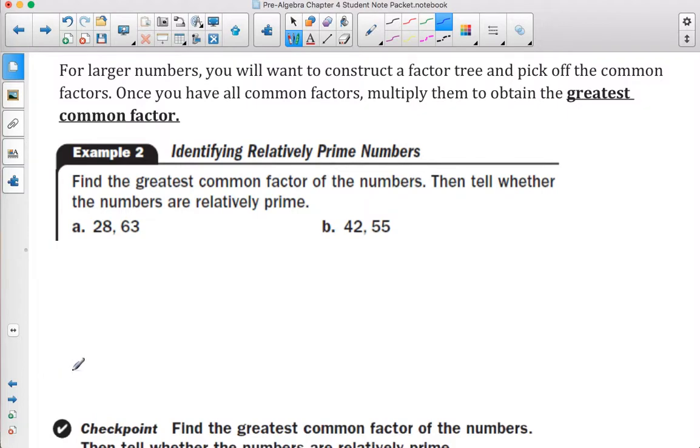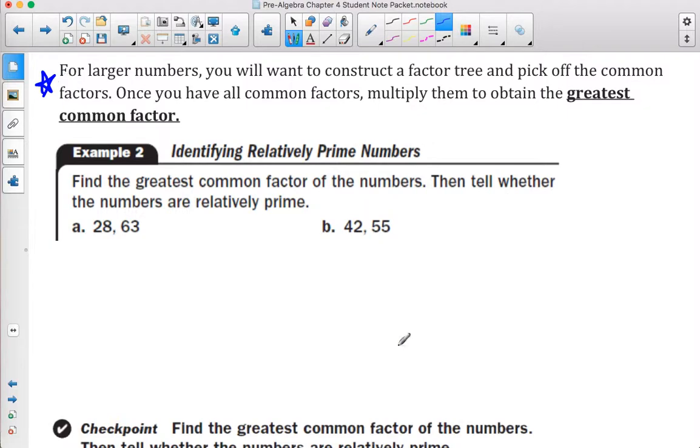Maybe we can find a faster way, and you can. So the second tool that we have for finding the greatest common factor is this. So flip to the top of the next page. For larger numbers, you will want to construct a factor tree and pick off the common factors. Once you have all of the common factors, then we can multiply them to obtain the greatest common factor.